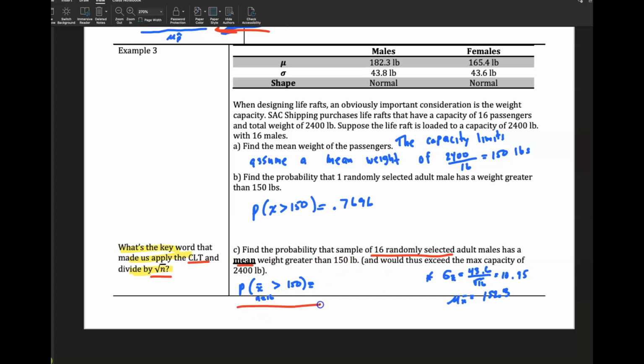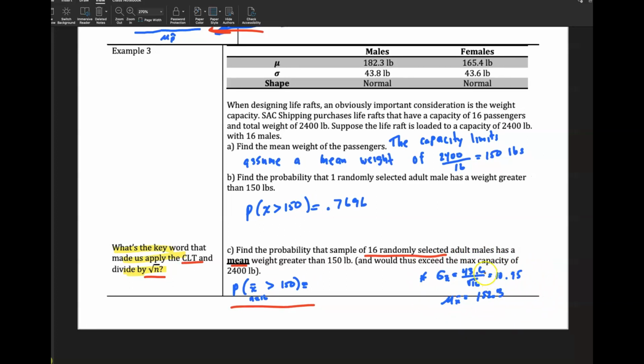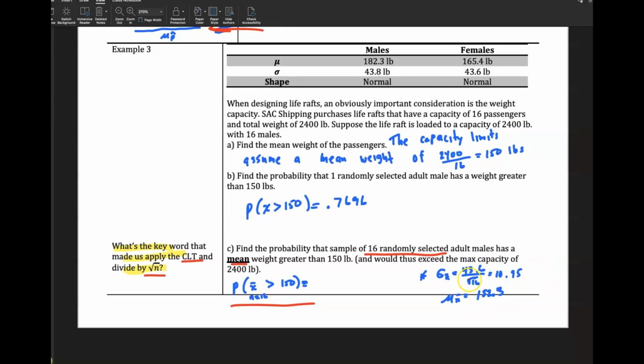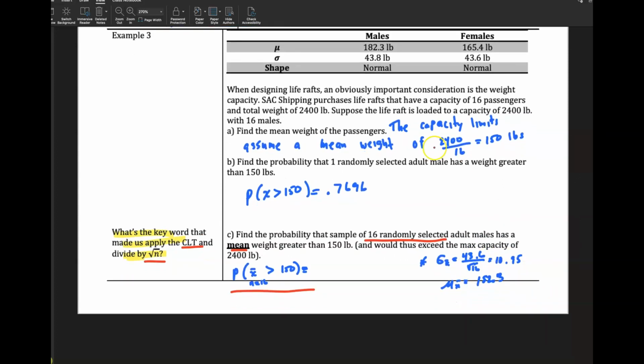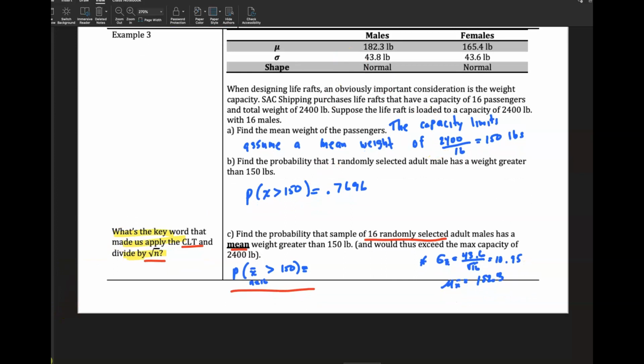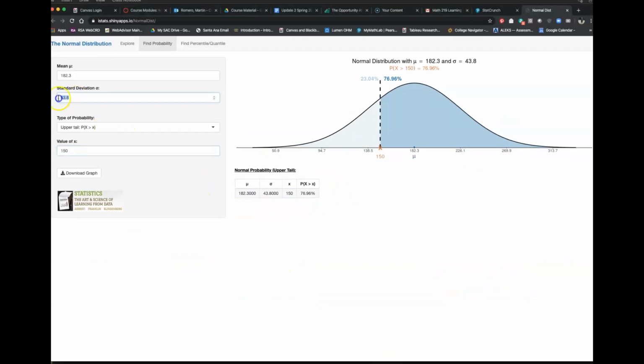In this case, it's the same calculation. The difference is that we're calculating the probability that the mean of 16 people is greater than 150, the mean, right? And so what you have to do is use an adjusted standard deviation. You calculate the standard error, this adjusted standard deviation, and you get 10.95. So what happens is you change your problem. Instead of using the 43.8, you're going to use 10.95 as your standard deviation. That's the key.